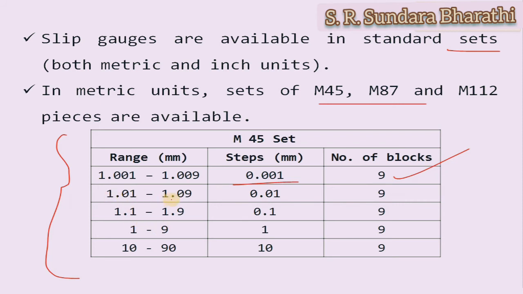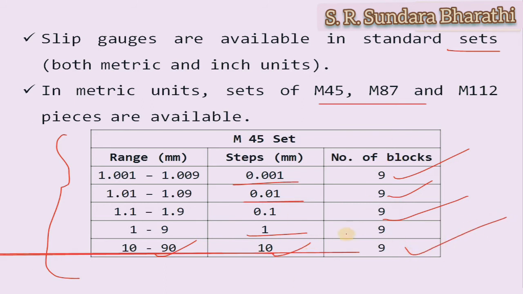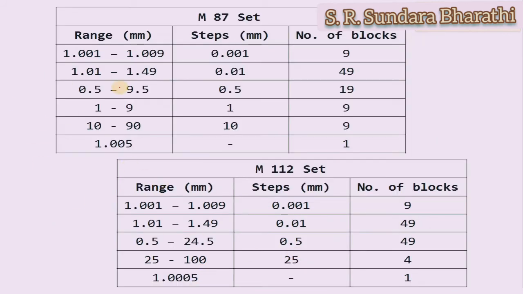Here 1.01 to 1.09, steps of 0.01, so 9 blocks. Here 1.1 to 1.9, steps of 0.1, 9 blocks available. Here 1 to 9, steps of 1, 9 blocks. Then 10 to 90, with a difference of 10. So in total 45 slip gauges are available in that particular box. The same applies to the M87 and M112 slip gauge sets with various dimensions.